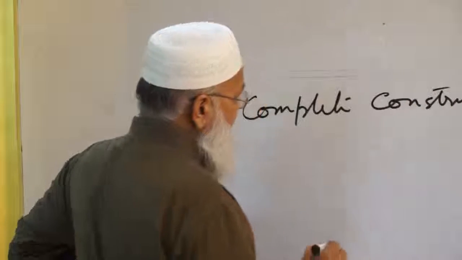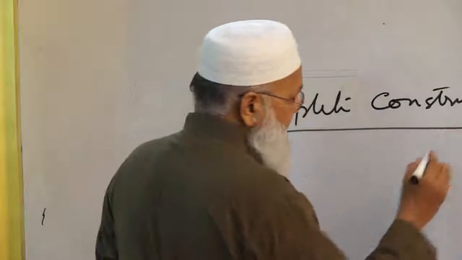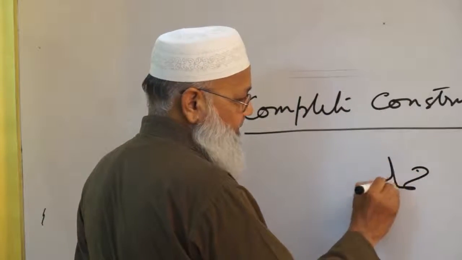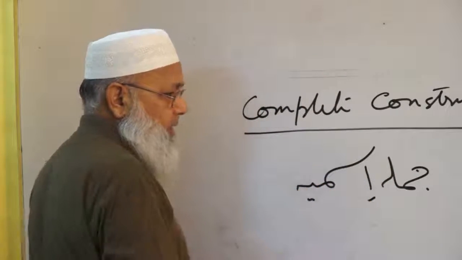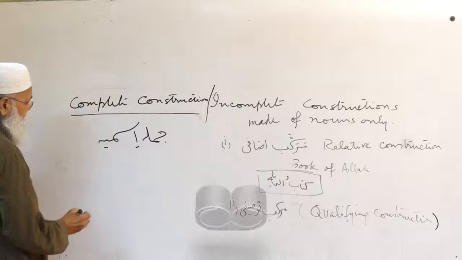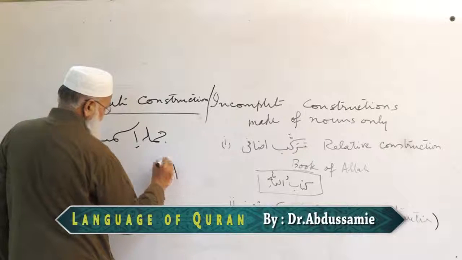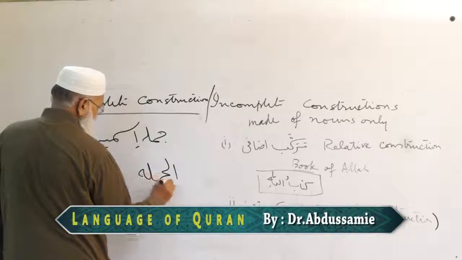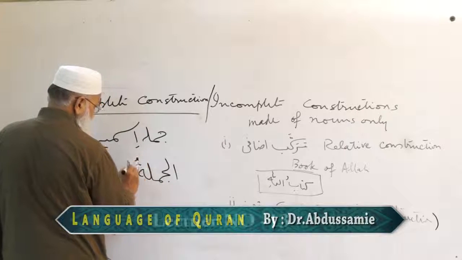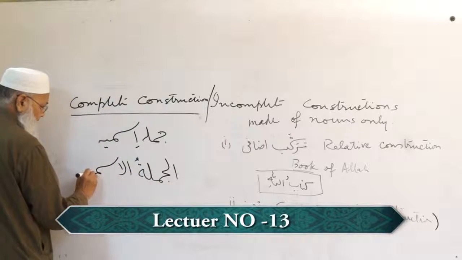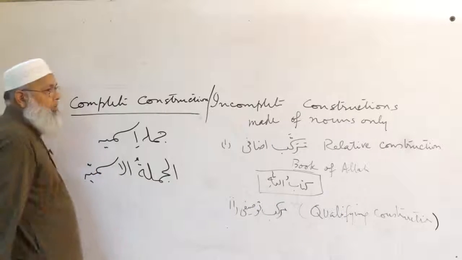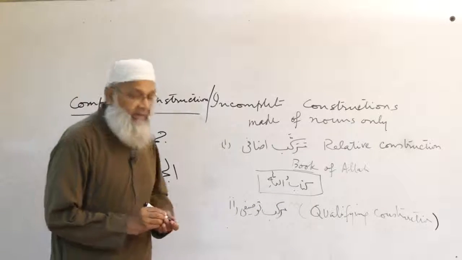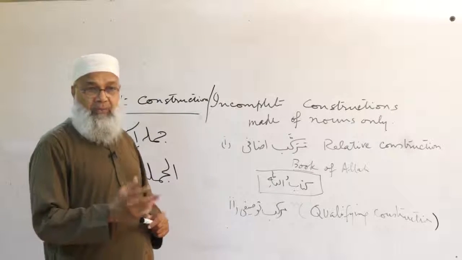Comprising of noun only. This is called Jumla Ismiya, or Al-Jumlatul Ismiya. Jumla means sentence. Al-Jumlatul Ismiya is a sentence which begins with a noun.